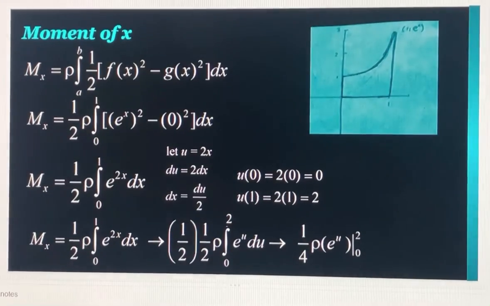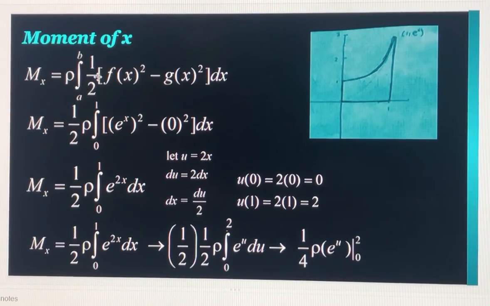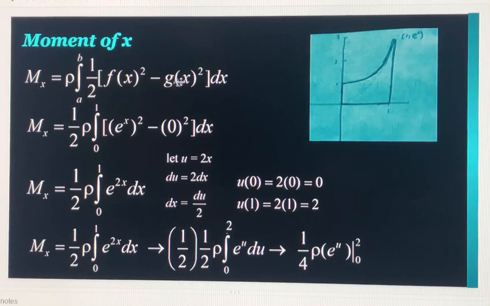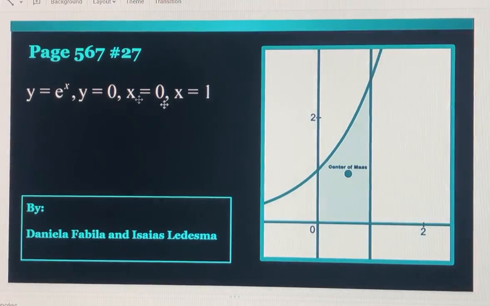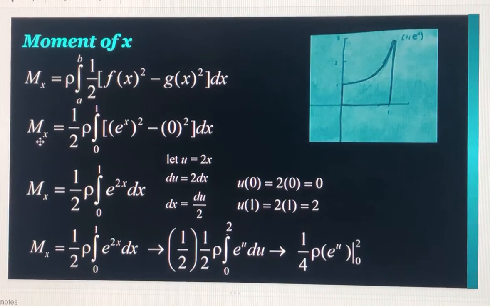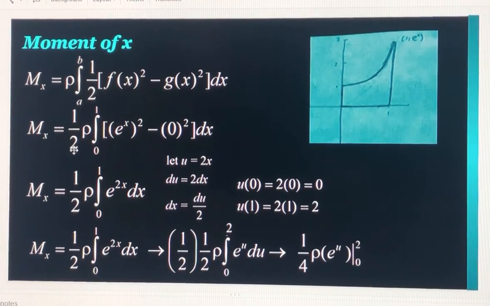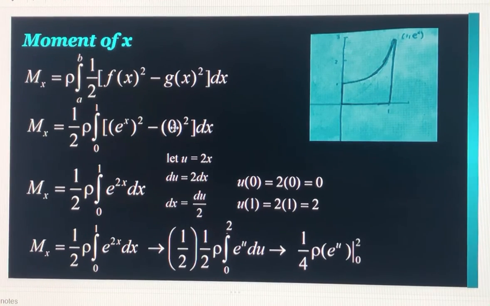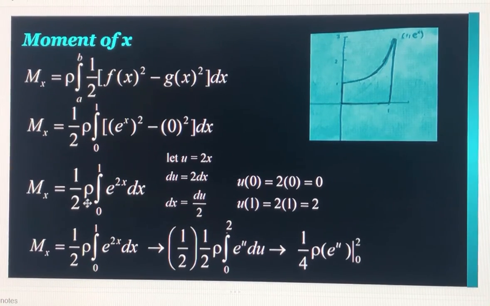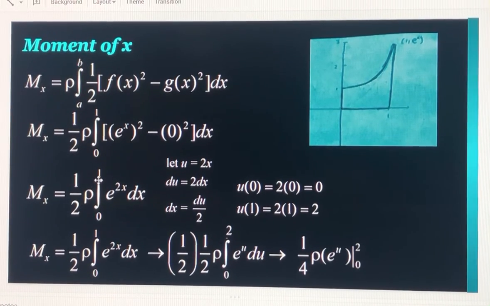First thing we do is we find the moment of x. We're given this formula right here, and we got f of x squared minus g of x squared. So we take these f of x and g of x and we plug them in. Now we're gonna move out this 1/2 and we're gonna do this integral. This just cancels out. So now it's gonna be 1/2 rho times the integral of e to the 2x dx, to the limits of 0 and 1.